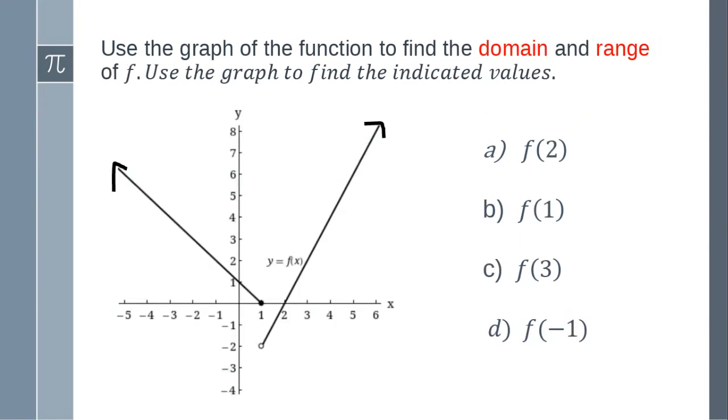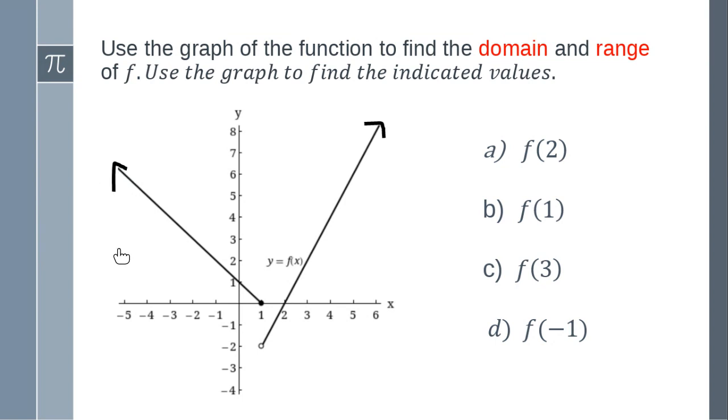All right, let's do this one, okay? Let's go ahead and find the domain and range of this graph, and then we will find the indicated values. So we have this graph. If we're looking at the left, we have the graph that has an arrow. Again, we added this just so you can see that this graph is going forever to the left.